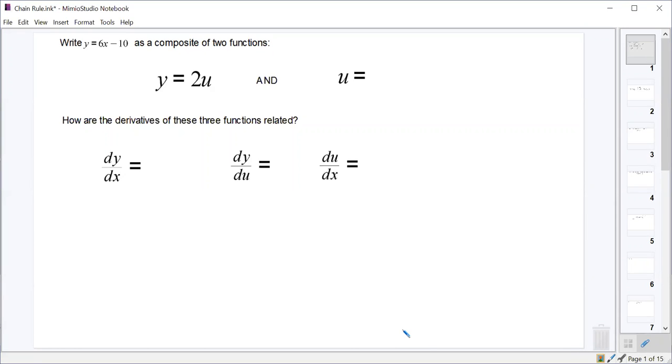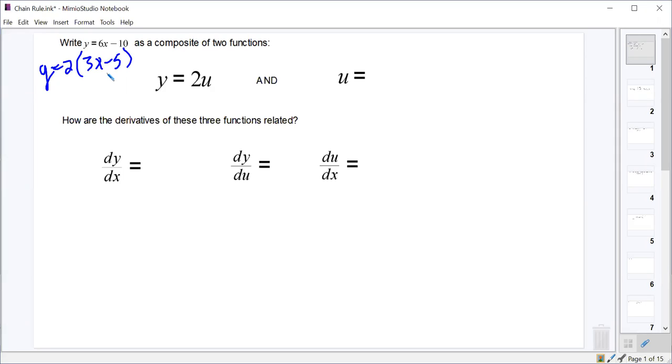So the chain rule is going to be our trick for when we can write our function as a composition of two other functions. So we're going to start with a real easy one, 6x minus 10. We're going to write this as a composition of two functions. One of those functions is going to be y equals 2 times u. So the reason I chose 2 times u is I can factor a 2 out of this original thing, right? 2 times 3x minus 5 is what y is equal to.